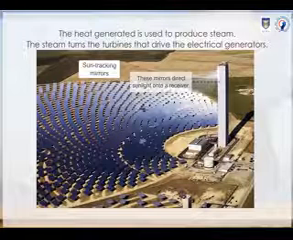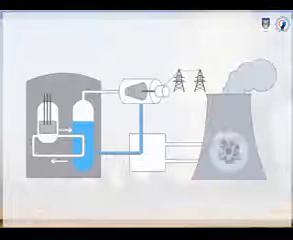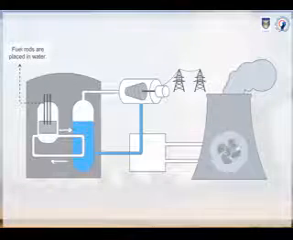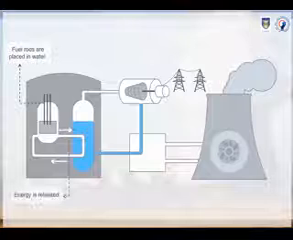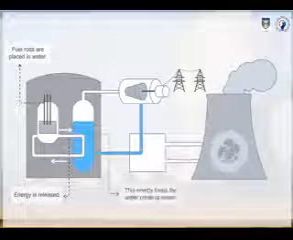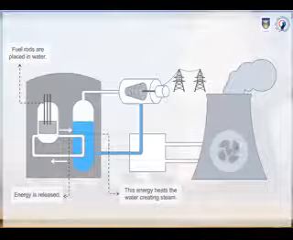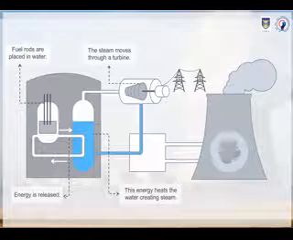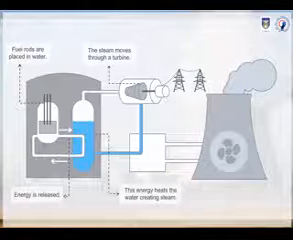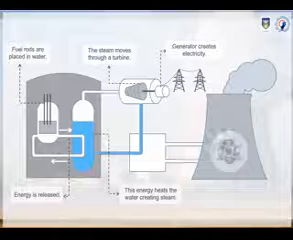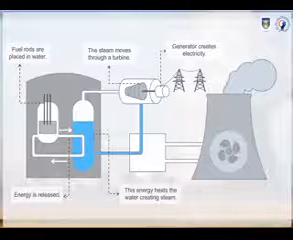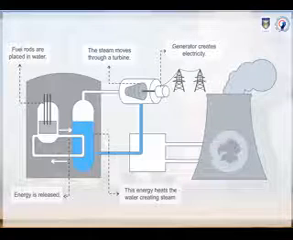Let us next look at a nuclear power plant. In a nuclear reactor, fuel rods are placed in water. These rods release energy. This energy heats the water, creating steam. The steam moves through a turbine and turns a generator to produce electricity. Later, the steam condenses into water, which is used again.